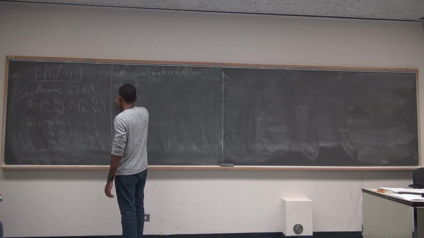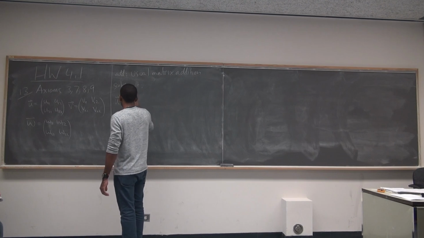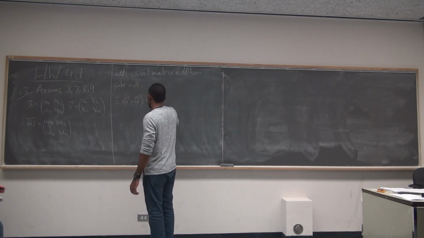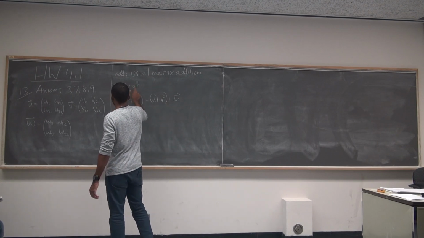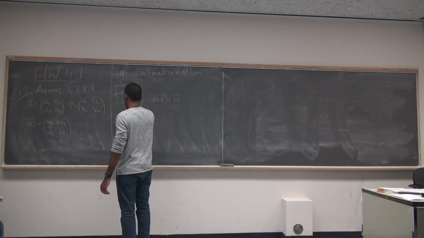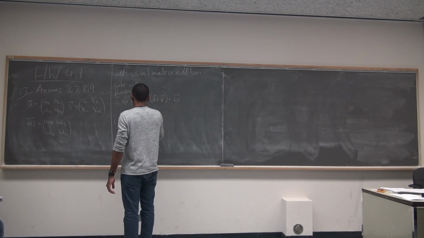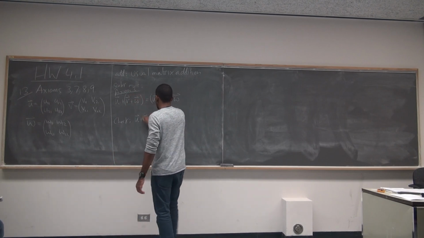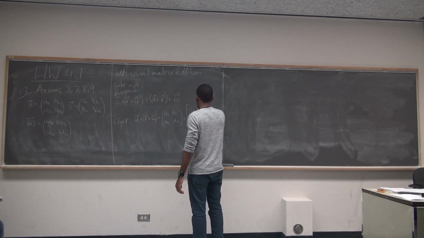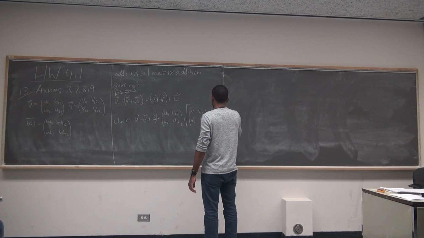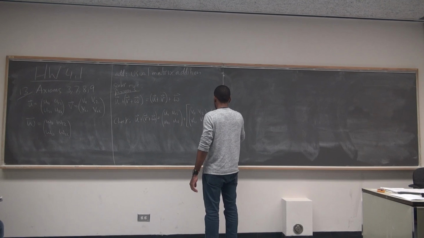So we just want to prove that if I add U and V first and then W, I get the same as U plus V plus W. Right, so this was axiom 3. And so you can check. I know that U plus V plus W is equal to the matrix U11, U12, U21, U22 plus V11, V12, V21, V22 plus W11, W12, W21, W22.